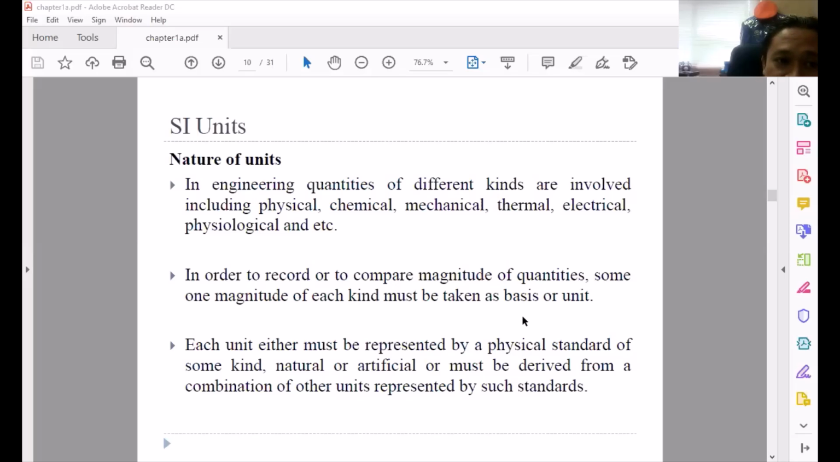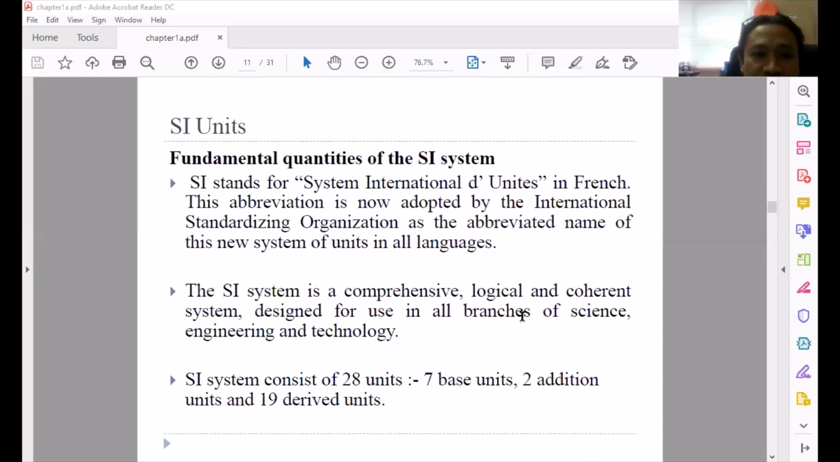I mentioned that we have the international standards, which is why we have to follow them. This is the fundamental quantity of the SI system. SI stands for System International, in French. This abbreviation is now adopted by the International Standardizing Organization as the abbreviated name of this new system of units in all languages. That means all countries will use the international standard. The SI system is a comprehensive, logical, and coherent system designed for use in all branches of science, engineering, and technology.